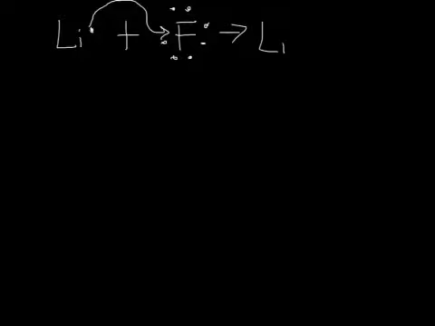If lithium gives up an electron, what charge does it have? A positive. It's giving away negatives, making it more positive. Fluorine is going to be what charge? Negative, because it's gaining negative charge. Okay? So this is an ionic compound. How do we know it's ionic? Because it has 2 different charges.